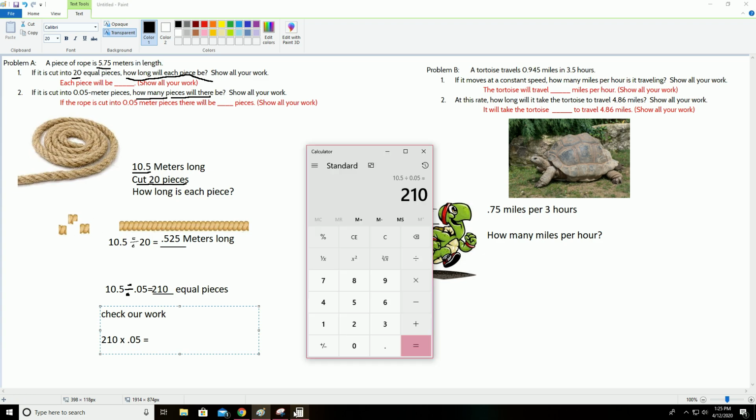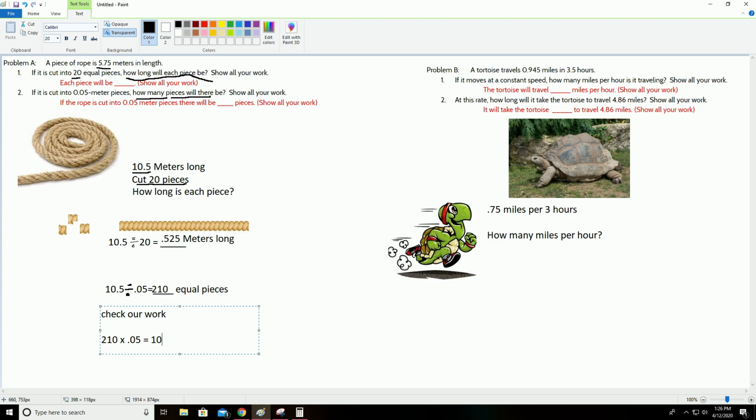Remember. Okay. So if I have 210 equal pieces and I multiply it times how long each piece is, it should tell me how long my rope is total before I cut it up. And if I get 10 and a half, it's correct. And look, I did. Because I got 10 and a half, that means that 210 would be correct. Because if each piece of this whole rope here, this long rope before I start cutting pieces off, since I have 210 of these size, it will equal that.